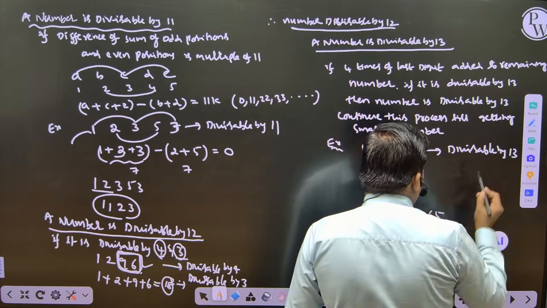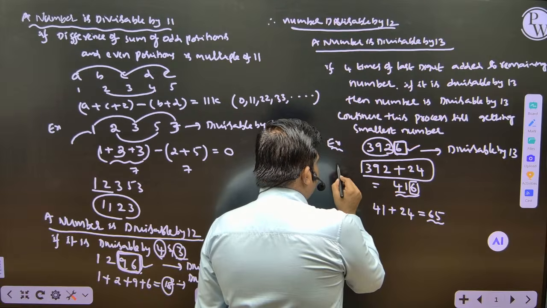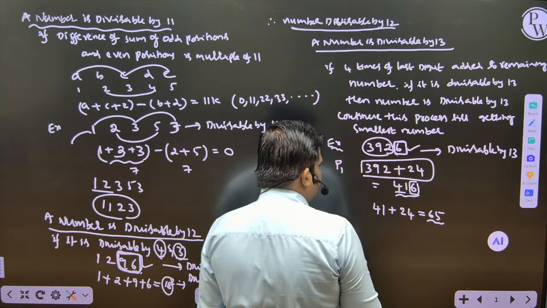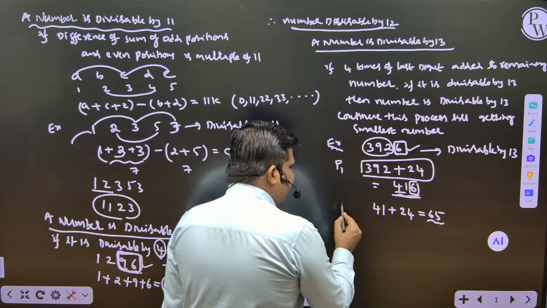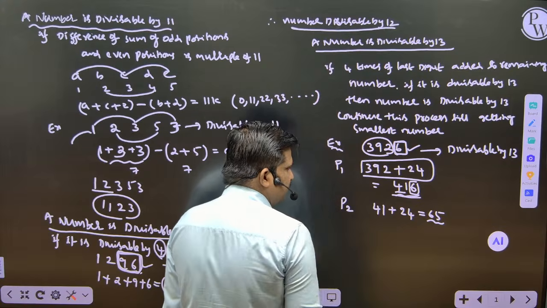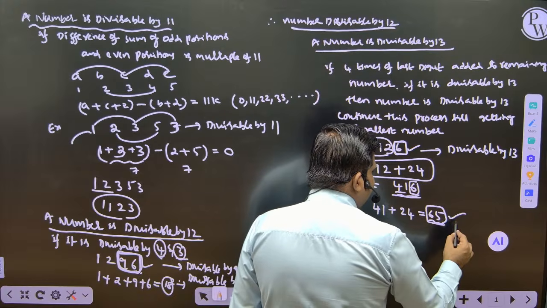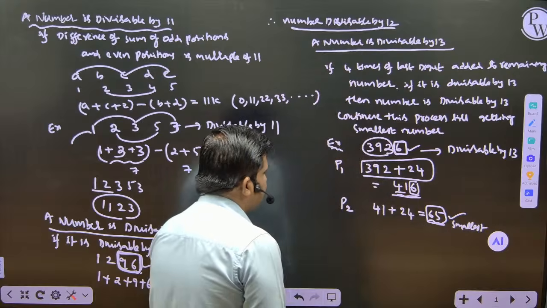So that means first I applied the process the first time. Next, still you felt it is a large number, so again apply the same process. Finally you got 65, which is the smallest one. So that's why stop it.